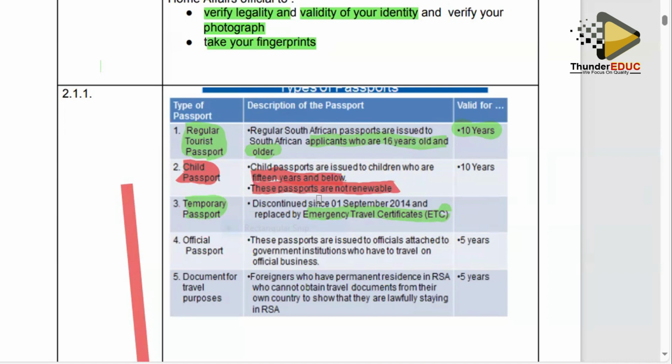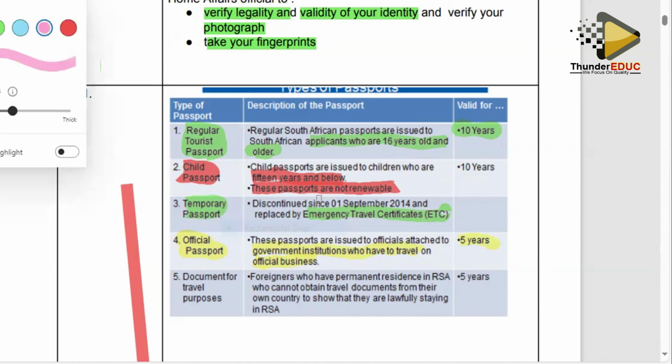Then, in addition to that, we also have what we call an official passport. An official passport is the passport which is issued to officials who work in the government or officials who are attached to government institutions who have to travel on official business. I think you are aware that different government officials travel outside of the country on official government business or official state business. For example, when a minister wants to travel abroad to attend a certain meeting, they need to be on an official passport. So it allows government officials to travel on official government or state business. It is valid for a period of 5 years.